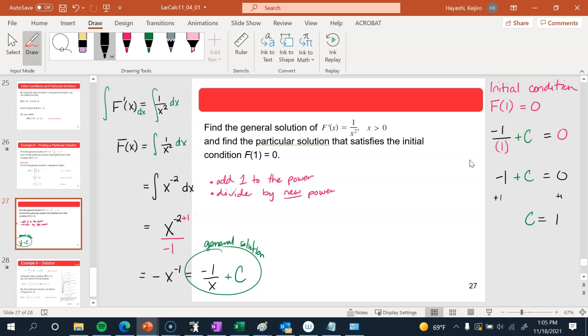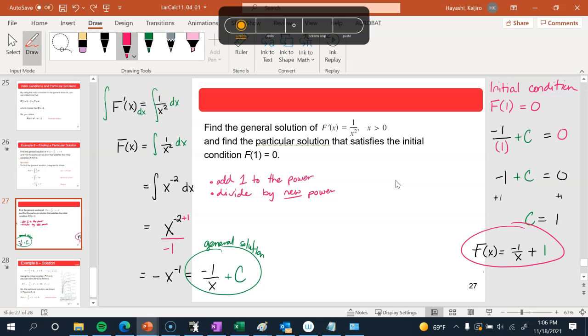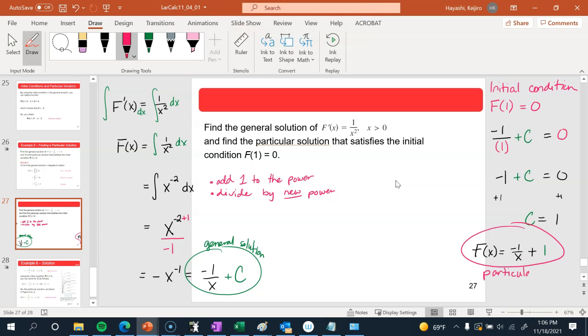So from this general family of solutions, the one member that is going to satisfy that initial condition is the member with c equals 1, which is negative 1 over x plus 1. And so this is the particular solution that satisfies that initial condition.